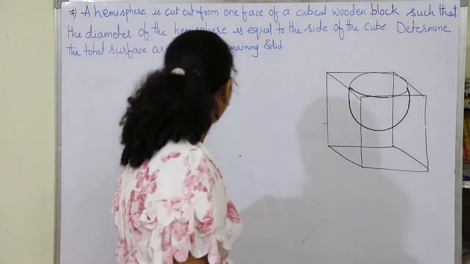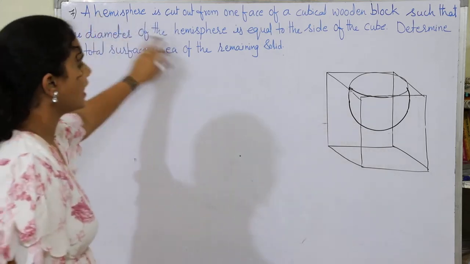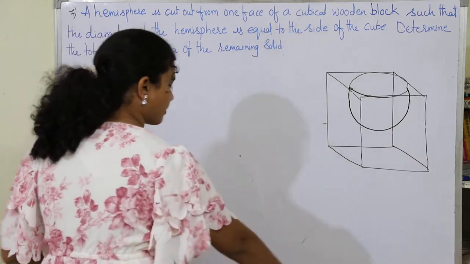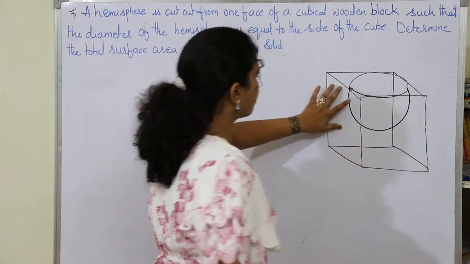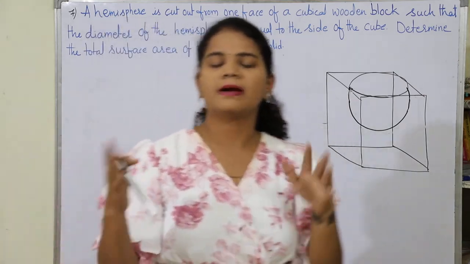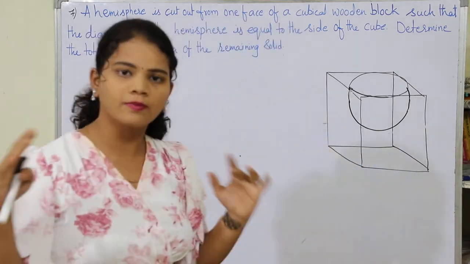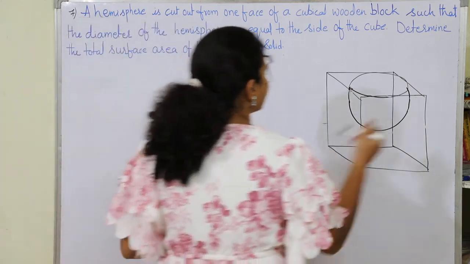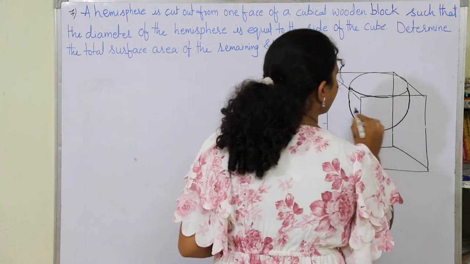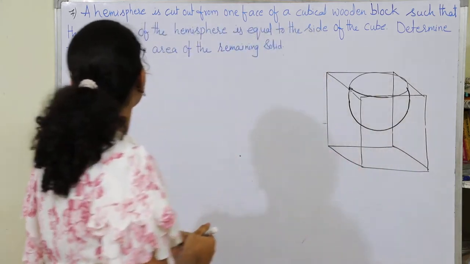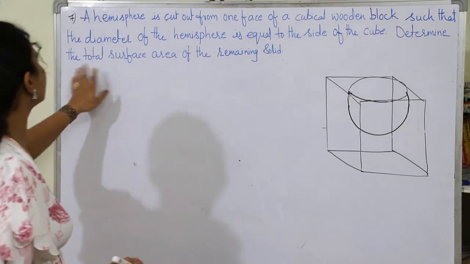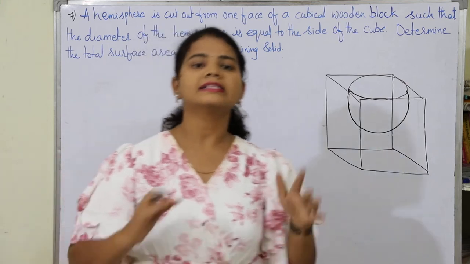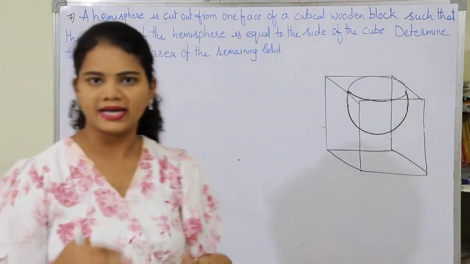So here, given a hemisphere, a hemisphere is cut out from one face of the cubical wooden block. Here you have a cube, so this cube is made up of a wooden block. You have a cubical wooden block and a hemisphere. The hemisphere is being cut out from this cubical wooden block. Then the question is to determine the total surface area of the remaining solid.